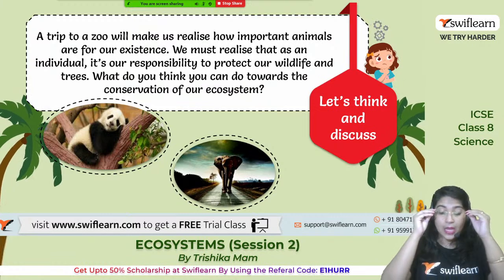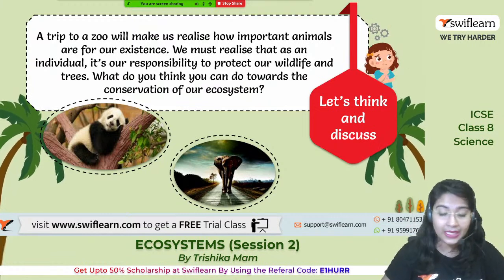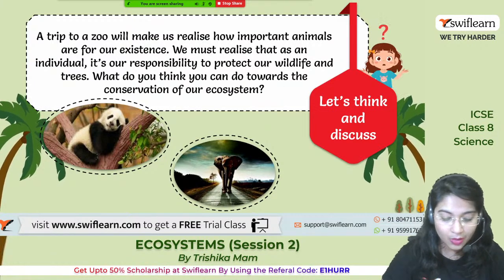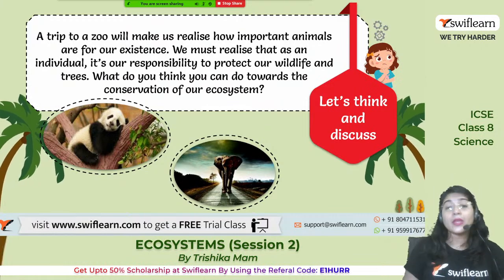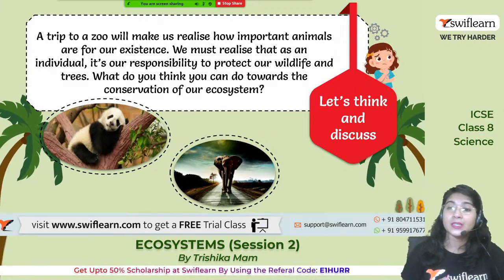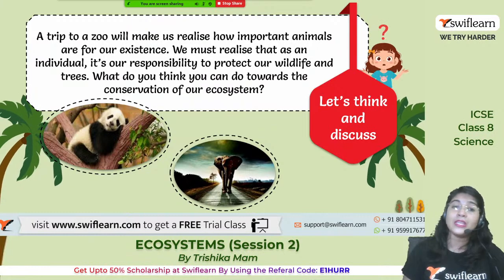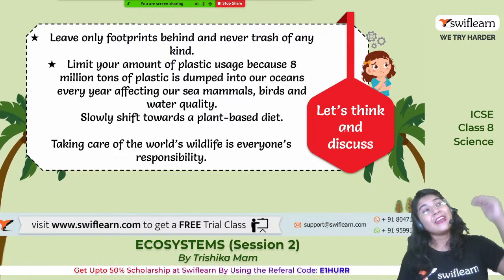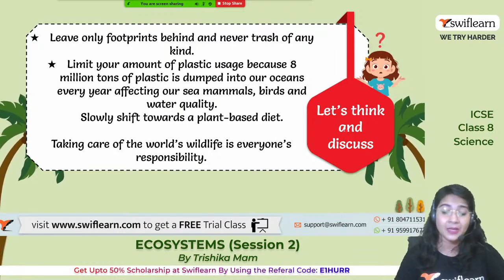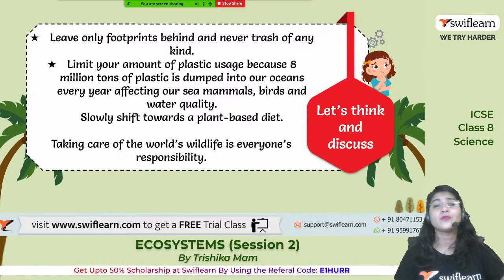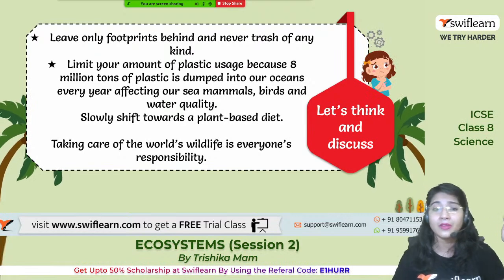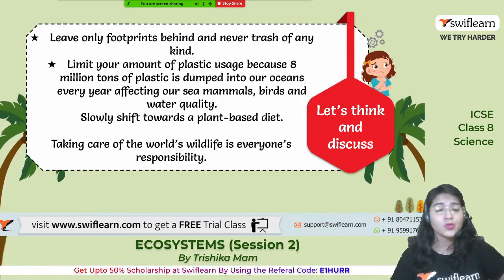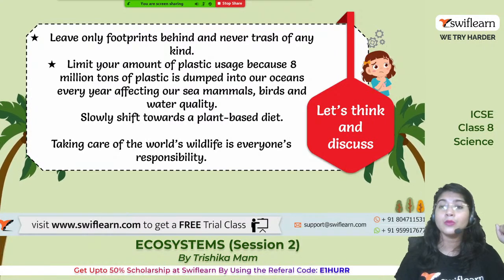Yes, let me see what idea is coming in your mind in the chat box. Please write it down. Yes, how can we conserve our ecosystem? From our end, what can we do? Yes, first of all, we will use a very limited amount of plastic. These plastic bags which we use and throw here and there, in the water bodies sometimes, or we are dumping them on the roadside also.